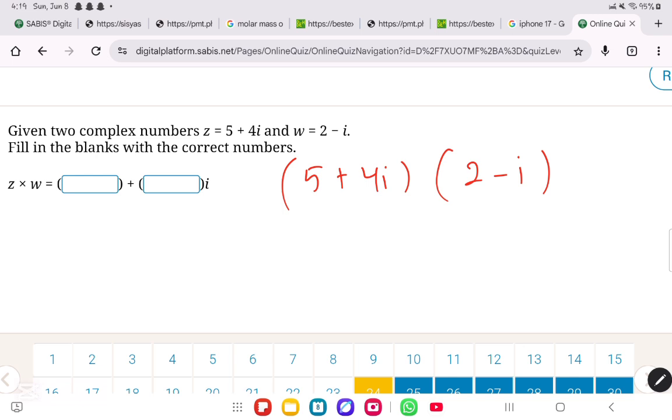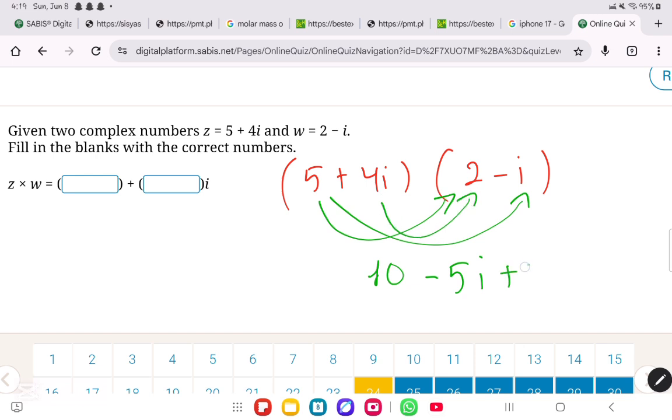We can distribute. So 5 times 2 is what? 5 times 2 is 10. Okay? Then 5 times minus i is what? It's minus 5i. And then 4i times 2, that is 8i. And then 4i times minus i, that's minus 4i squared. Now we will stop here for a second.